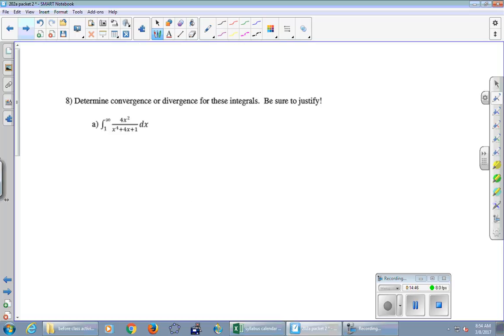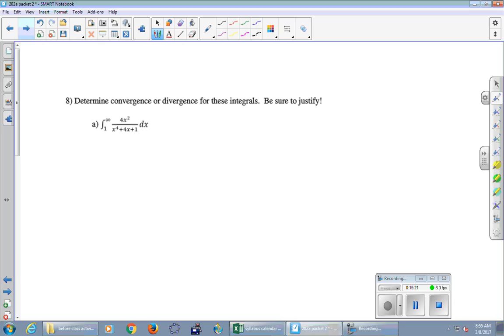Okay, so on the very next page, we're going to determine the convergence or divergence of these 2 integrals. First one, the integral from 1 to infinity of 4x squared over x to the 4 plus 4x plus 1. First of all, I want to observe that we could not use the technique from last class because I don't know how to do an antiderivative of this thing. I would try U substitution, I would try partial fractions, neither of them would work, and I'd be stuck, all right? So we cannot use the directly find an antiderivative technique.